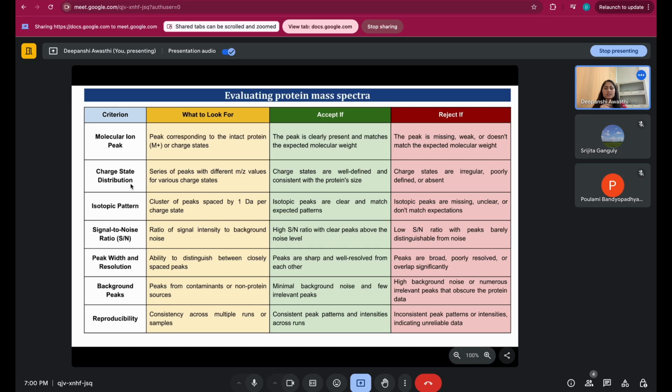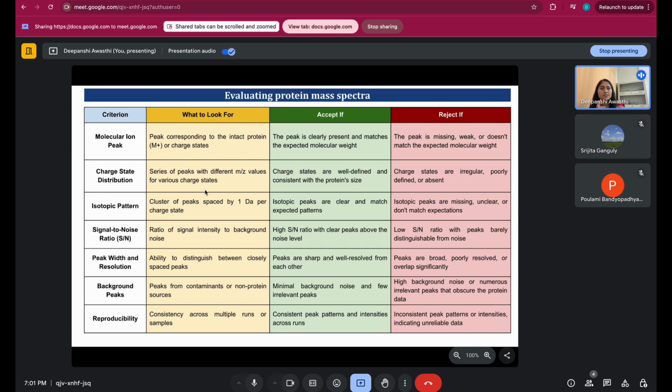Now comes the charge state distribution. There is a series of peaks with different mass to charge values for various charge states. Some ions are doubly charged and some are singly charged, so those peaks are also present. In that case you have to be very careful looking at their masses, because if an ion is doubly charged, its mass will be half, since mass to charge means you are dividing by the charge.